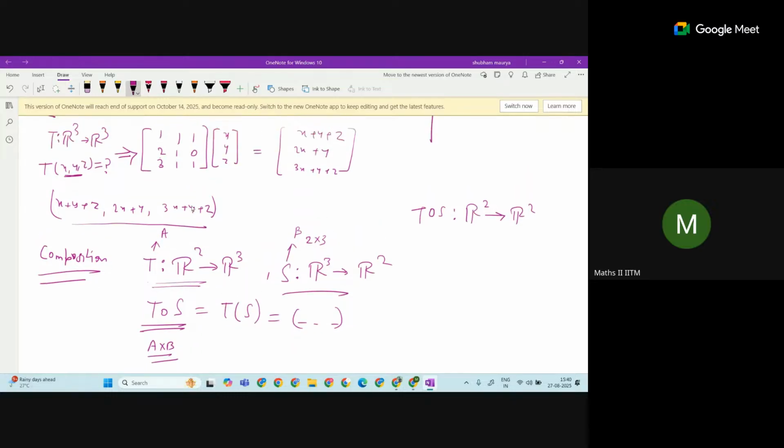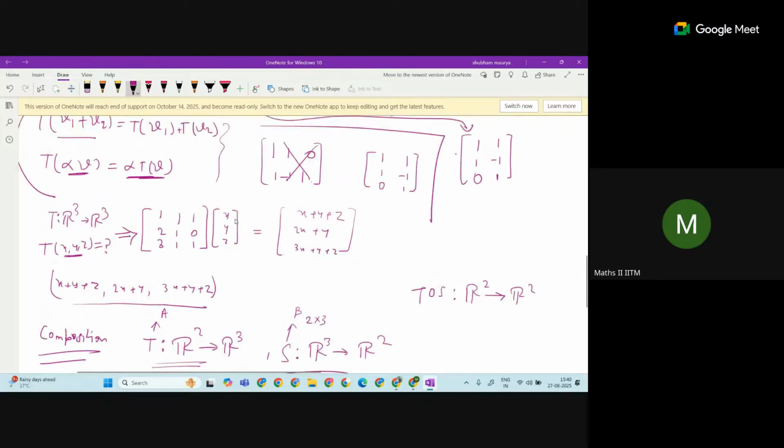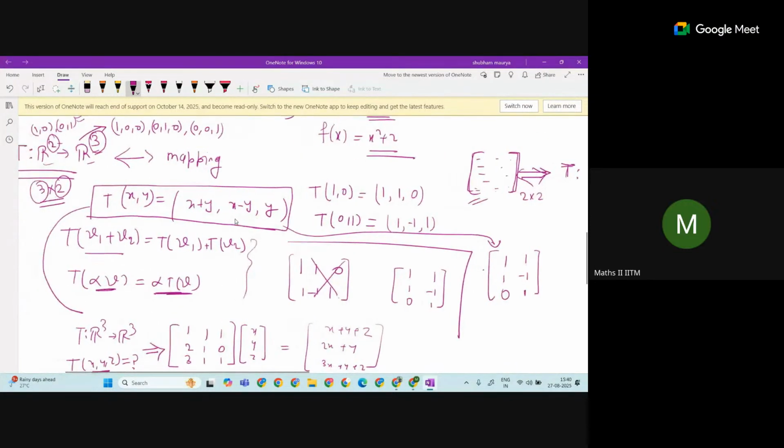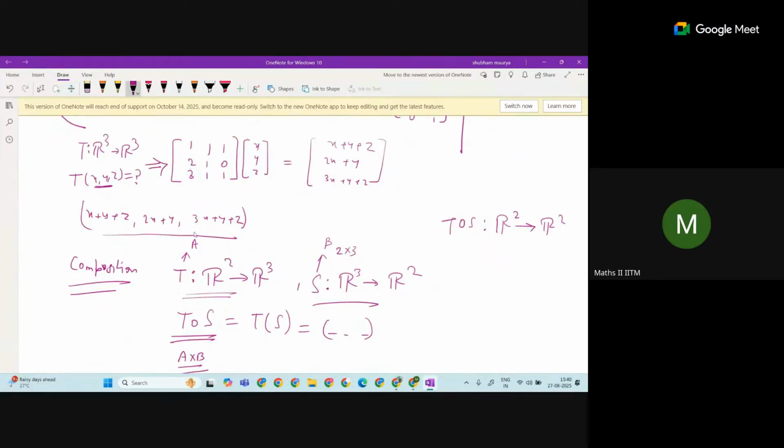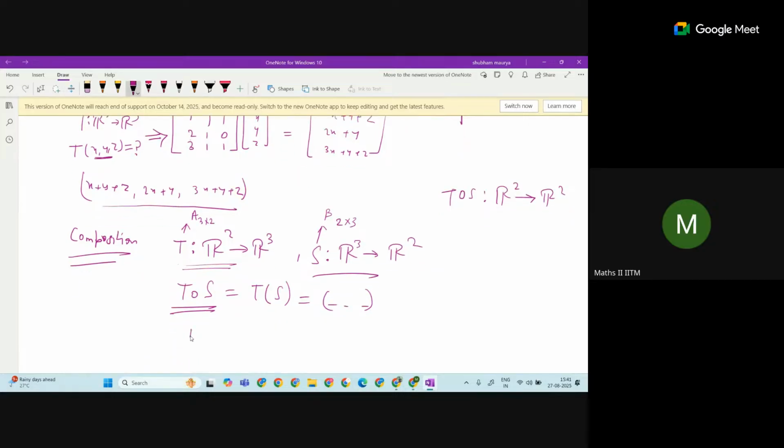Here, this is 3 rows, 2 columns. So this is going to be 3 rows, 2 columns, and here is 2 rows and 3 columns. If you multiply, A is of 3 cross 2 and B is of 2 cross 3. So the outer will come there. So AB is going to be of order 3 cross 3. Am I making a mistake somewhere?